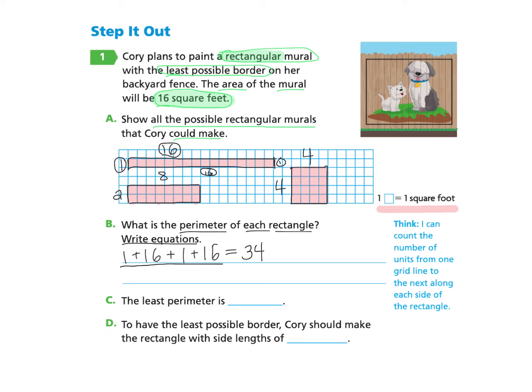Okay, let's take a look at our next rectangle. We have 2 squares by 8 squares, and we know that 2 would be on this side and 8 would be on this side. So we can write 2 plus 8 plus 2 plus 8 equals, and if you would like to pause and solve this equation, you can do so. And when you come back, you will find that the perimeter is 20 feet.